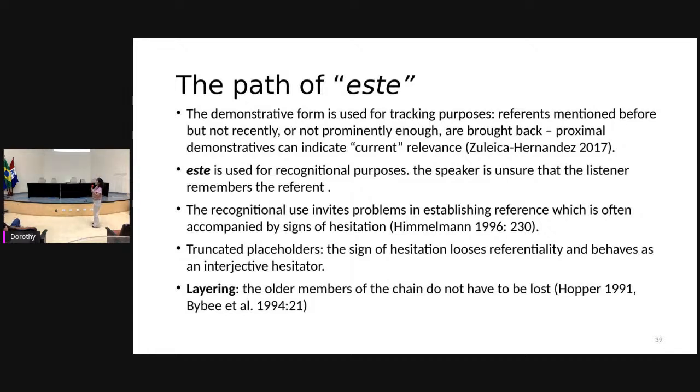And this use invites the problem of establishing the reference, and, as Himmelmann describes it, this usage is often accompanied by signs of hesitation. Okay? And this is exactly what I think happens with este. Then the two demonstrative placeholders become a loose potentiality and a case of hesitator. And this goes against what I mentioned yesterday, the idea of layering in grammaticalization.